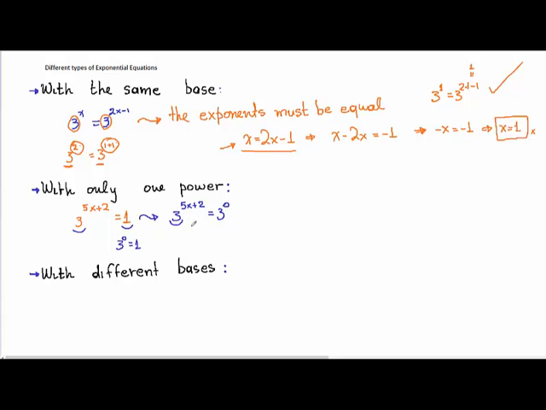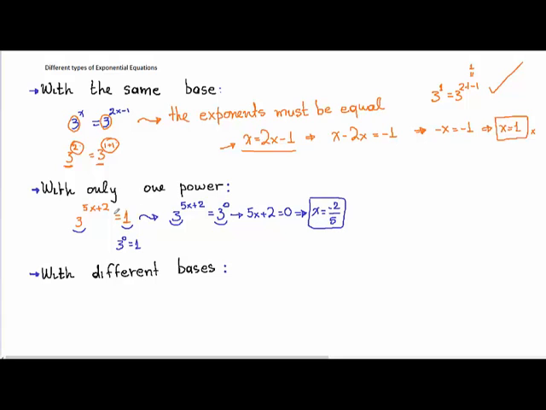Now what did I do? I managed to write my equation as an equation that has the same base for the powers on the left and right. Now I can follow the steps that I did for the first set of equations, and I can say that 5x plus 2 is equal to 0, solve for x, and this will be the solution for my initial equation. So x will be equal to negative 2 over 5, and that's my answer.